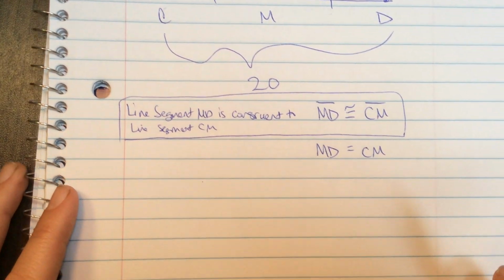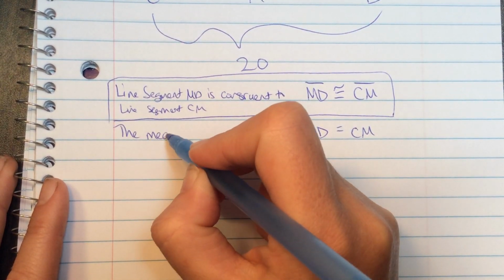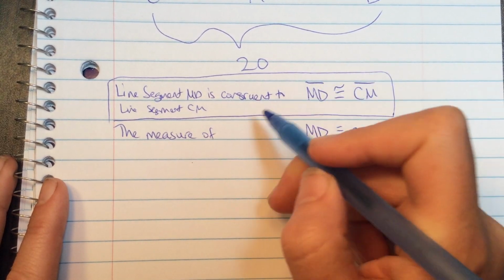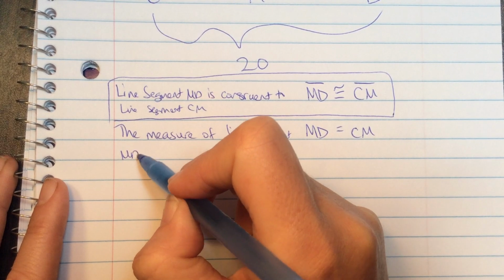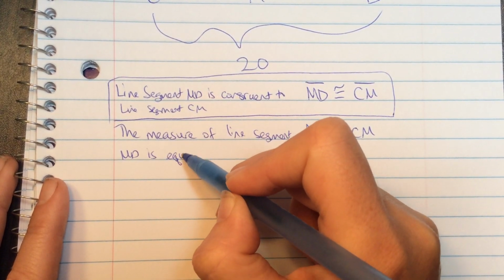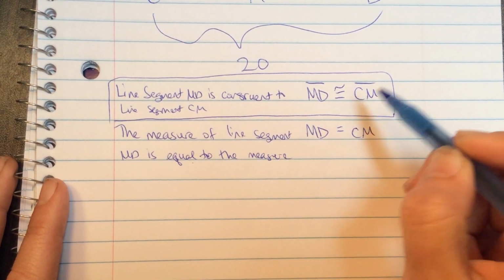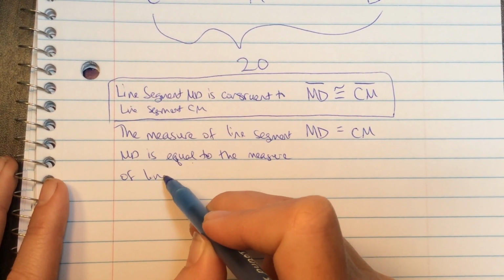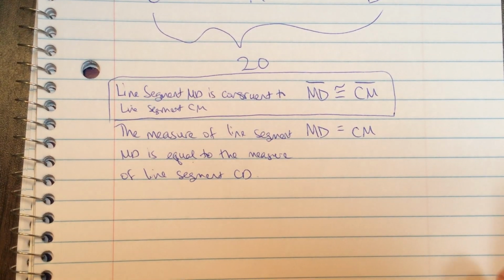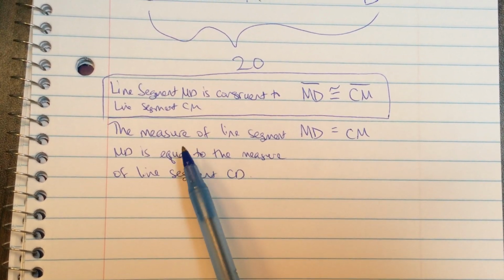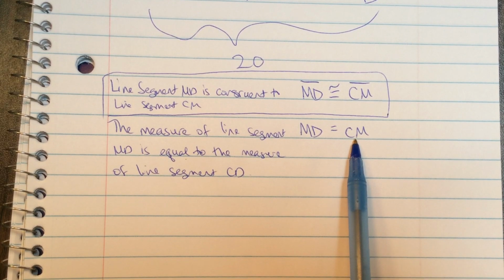This one, when you speak it out loud, says the measure of line segment MD is equal to the measure of line segment CD. So notice the difference here. This one we're talking about numerical value. We're talking about 10 equals 10.